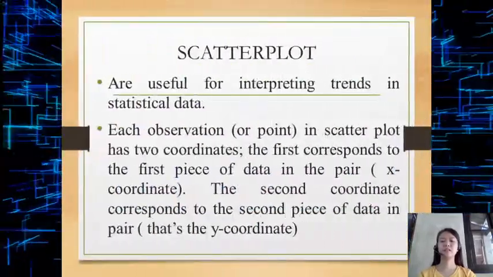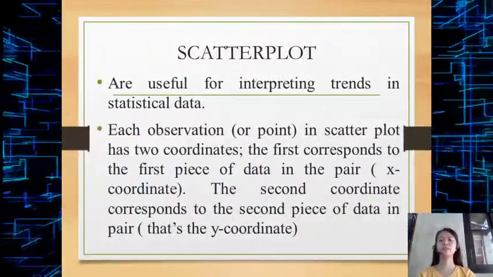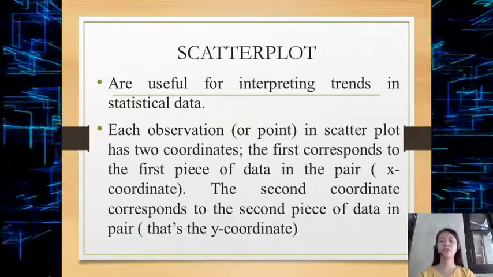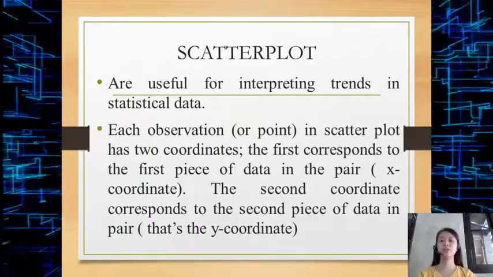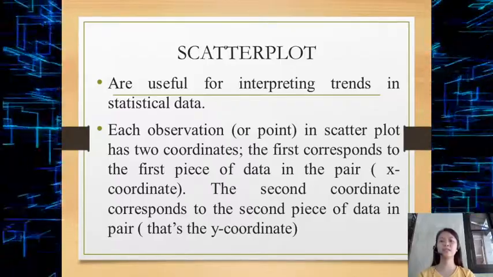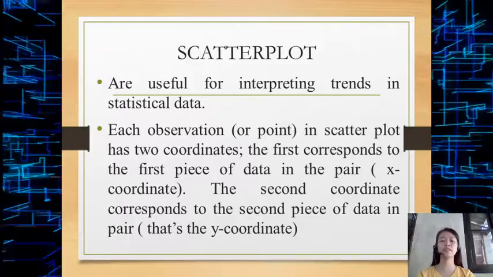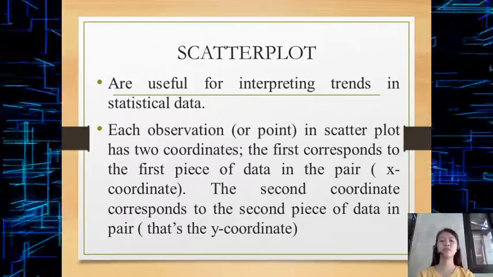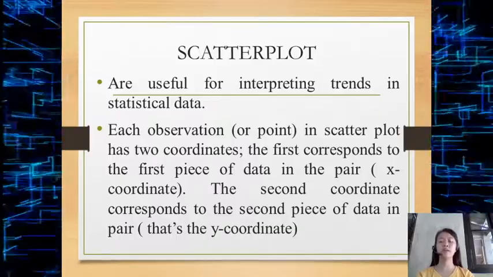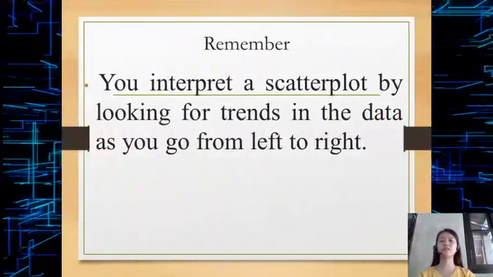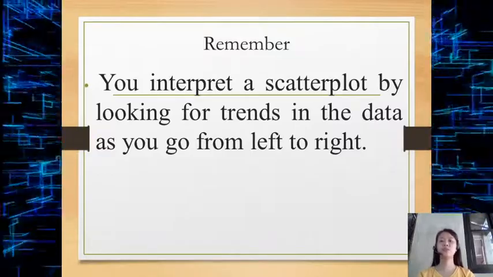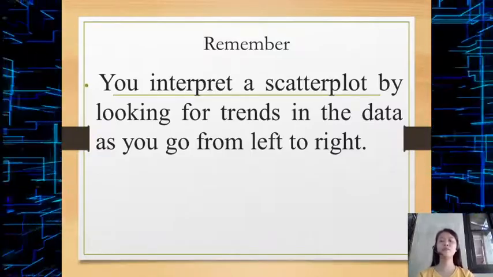Scatterplots are useful for interpreting trends in statistical data. Each observation or point in the scatterplot has two coordinates. The first corresponds to the first piece of data in the pair, which is the x-coordinate, and the second coordinate corresponds to the second piece of data in the pair, which is the y-coordinate. Remember, you interpret a scatterplot by looking for trends in the data as you go from left to right.